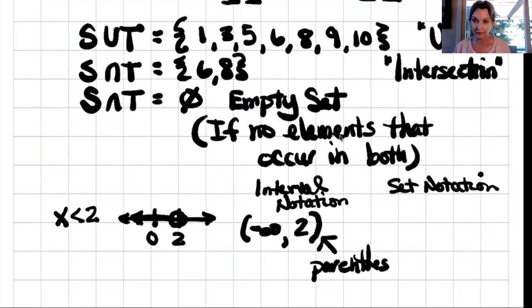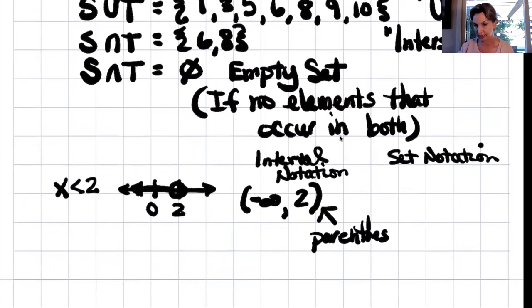Okay, when we're talking about infinity, we always use a parenthesis for infinity because it doesn't make sense to actually include infinity. I mean, can we actually ever equal infinity? Doesn't really make sense to actually equal infinity, never reach it. So whenever we use infinity, we always use parentheses. Okay, so that's what interval notation looks like.